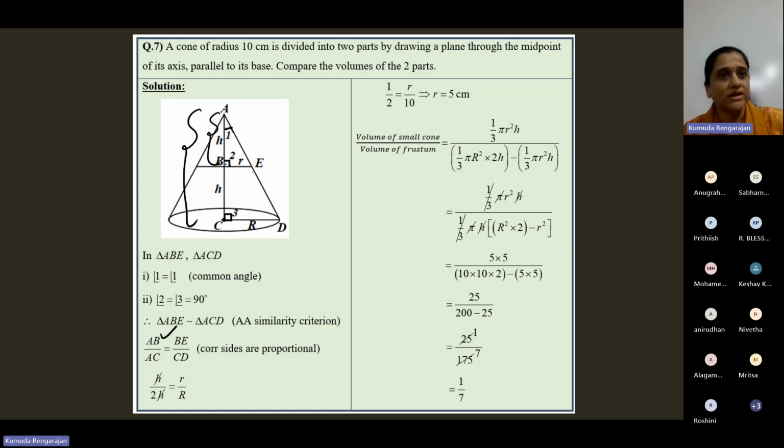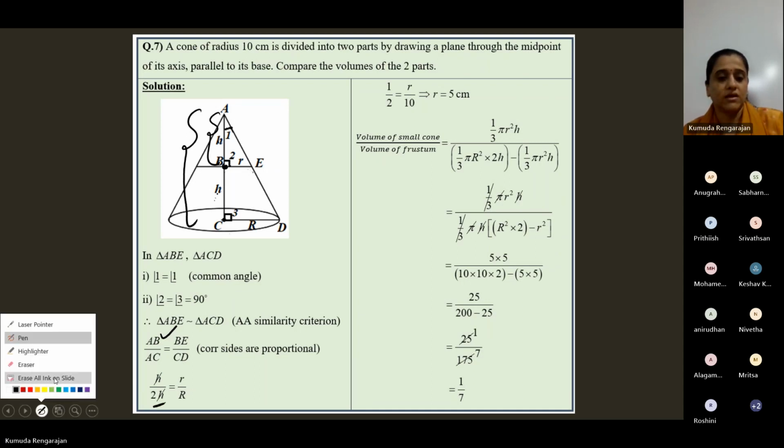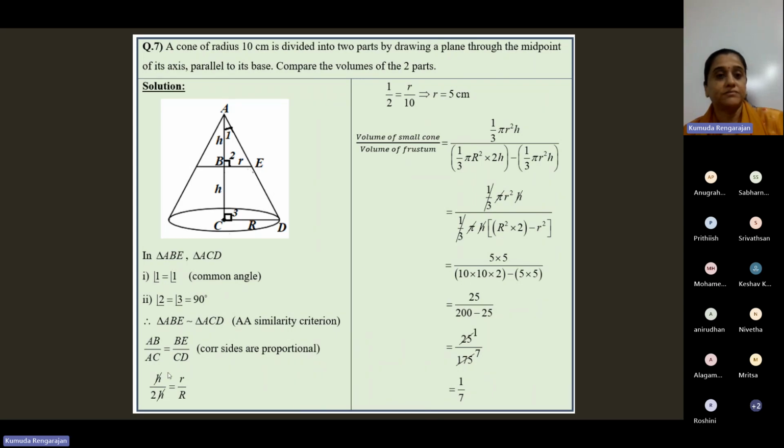AC is 2H because this is the midpoint. This is also H. H plus H, 2H. So are we following this? H and 2H.